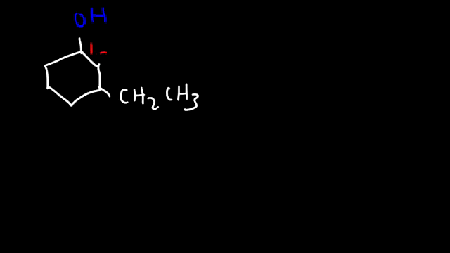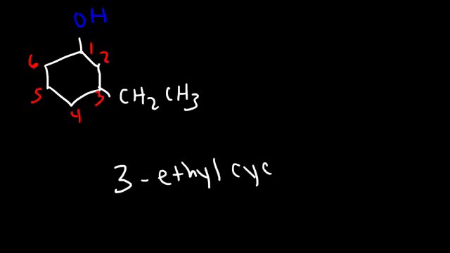Now, what if we have 2 substituents on a ring? So let's say we have an ethyl group and a hydroxy group. Now in this case, we need to number it. This is going to be 1, 2, 3, 4, 5, and 6. However, we don't have to say 1-cyclohexanol because the hydroxyl group is already part of the parent name and it's going to be on carbon 1. It's automatically assigned that position. So to name it, this is going to be 3-ethylcyclohexanol.